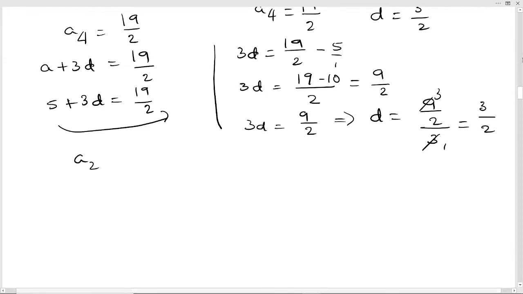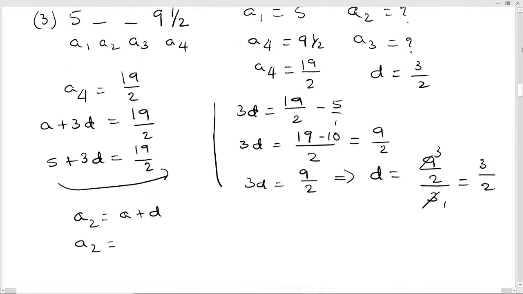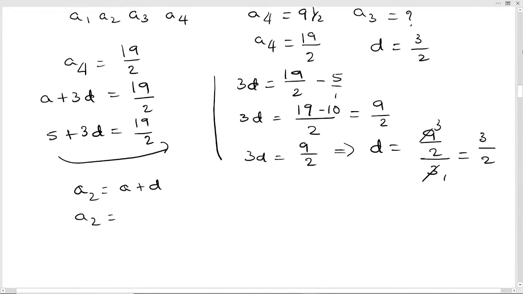So you know people, the formula to find the second term. The second term formula will be a plus d. Therefore the second term, a2, equals a plus d. Now what is the value of a? What they have given: a will be 5. So a will be 5 plus, now we got the d, so d is 3 by 2. Now just simplify this, you will get the answer, nothing but the second term.